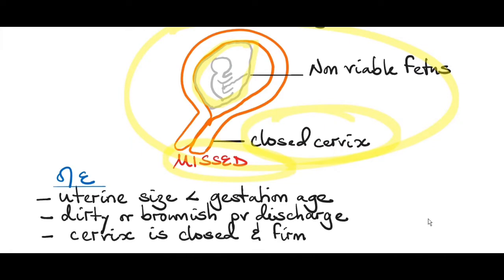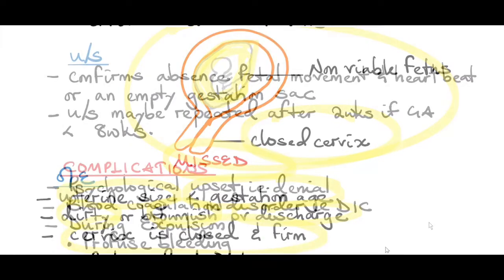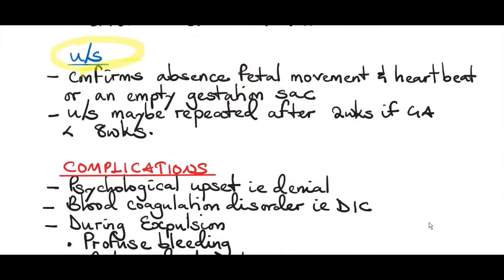When you examine the patient, you find that the uterine size, that's the height of fundus, is less than the estimated gestational age. When you do a vaginal examination, there might be dirty or brownish vaginal discharge. This is coming from the fluid from the degenerating fetus. The cervix is closed and firm.